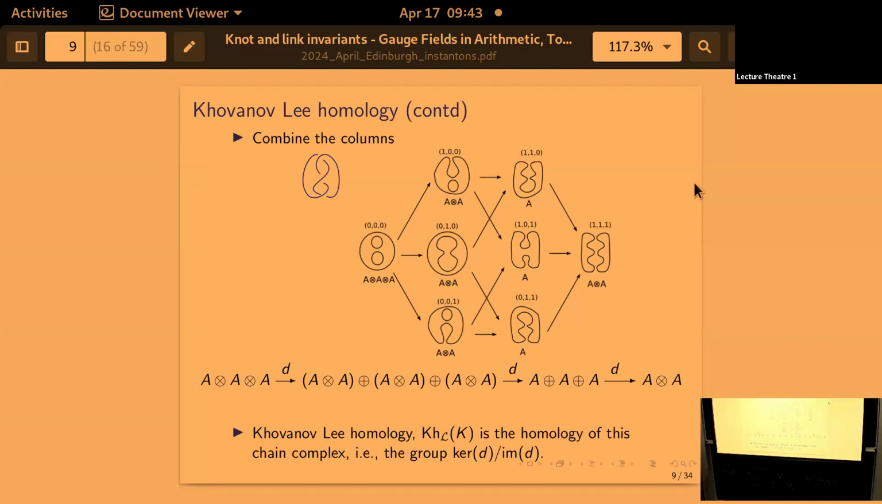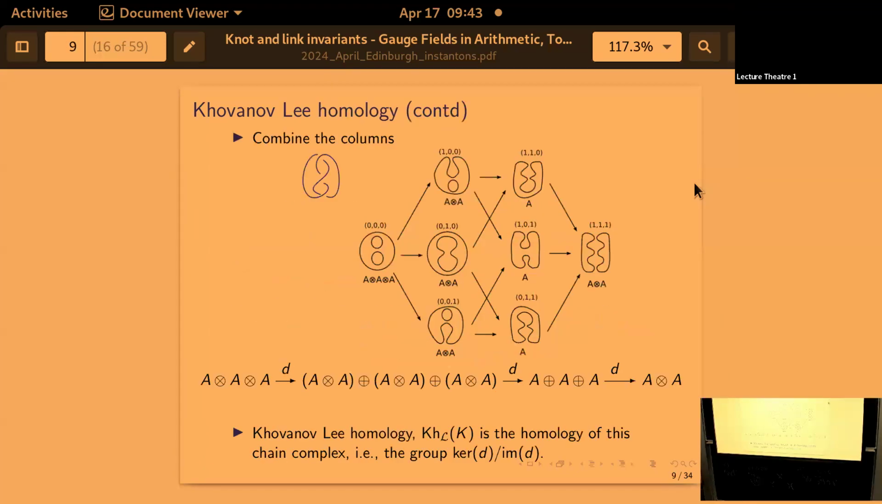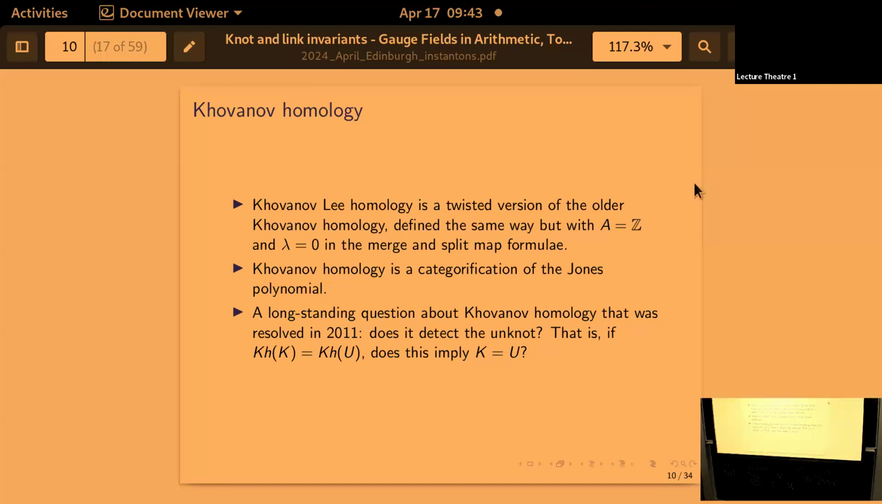So you take the homology of this chain complex. Okay, so this is the Khovanov-Lie homology. I guess I didn't really do this in historical order, but for some context, it is a twisting of what's called the Khovanov homology.